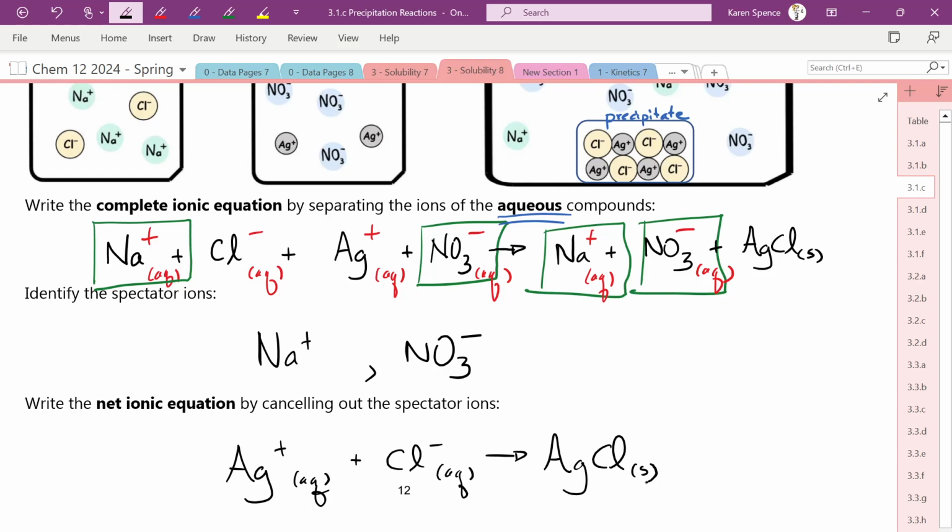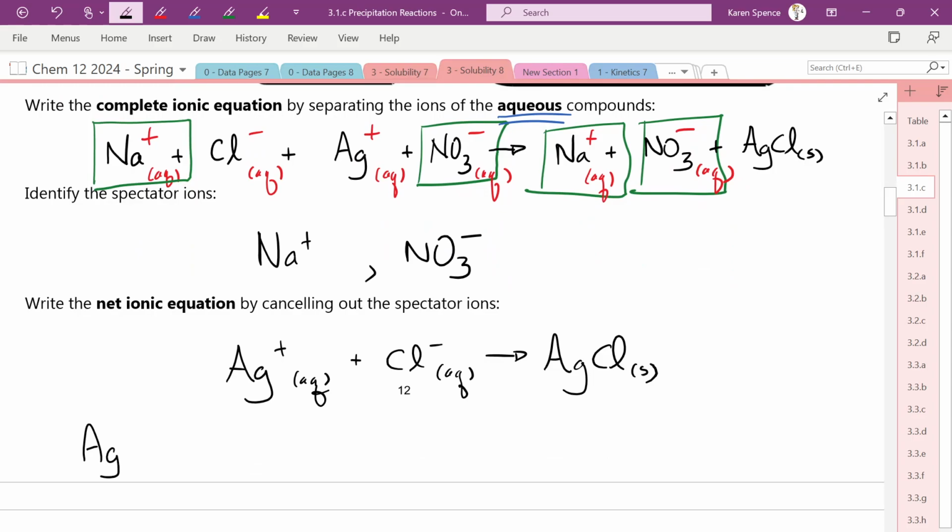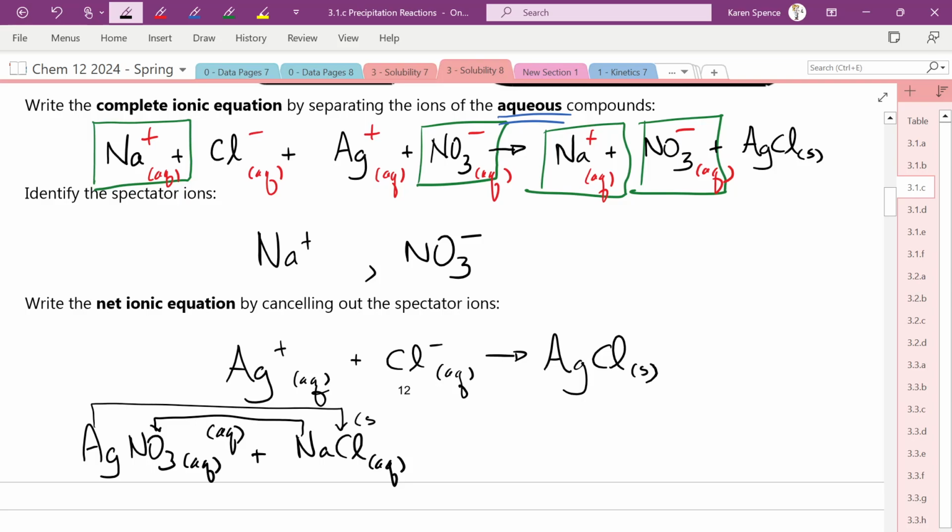Now, just so you know, you could actually go straight from somebody saying to you, you have AgNO3 aqueous plus NaCl aqueous, please write the net ionic equation. And if you can say to yourself, oh, that's going to be aqueous NaNO3, and AgCl is going to be my solid, you can say, I'm just going to put AgCl as my product. And what do I need to make that product? I need an Ag and I need a Cl.